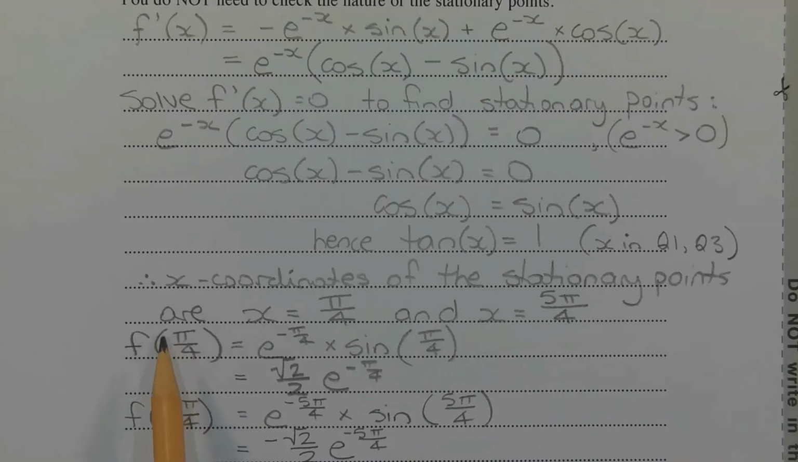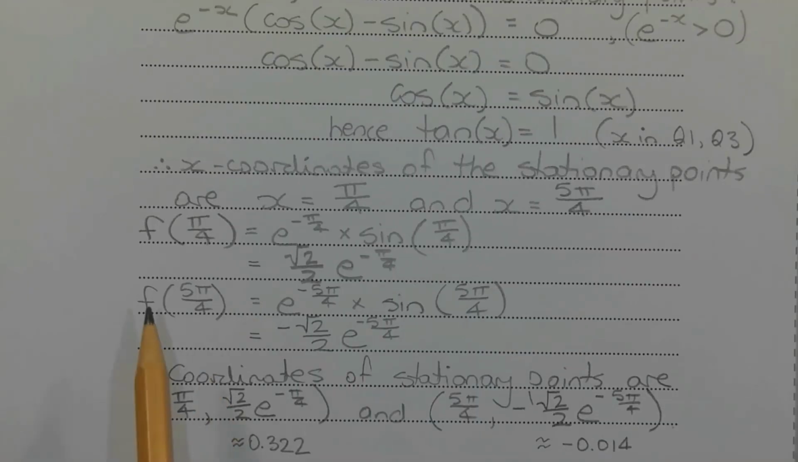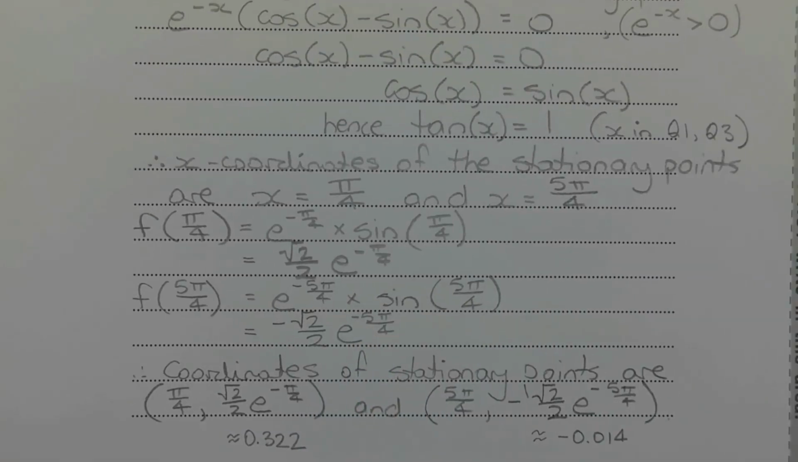So f of pi over 4 is equal to e to the power of negative pi over 4 times sine of pi over 4. And this gives us an exact ratio, which is root 2 over 2 or 1 over root 2. So f of pi over 4 is equal to root 2 over 2 times e to the power of negative pi over 4. And f of 5 pi over 4, by the same method, is equal to negative root 2 over 2 times e to the power of negative 5 pi over 4.